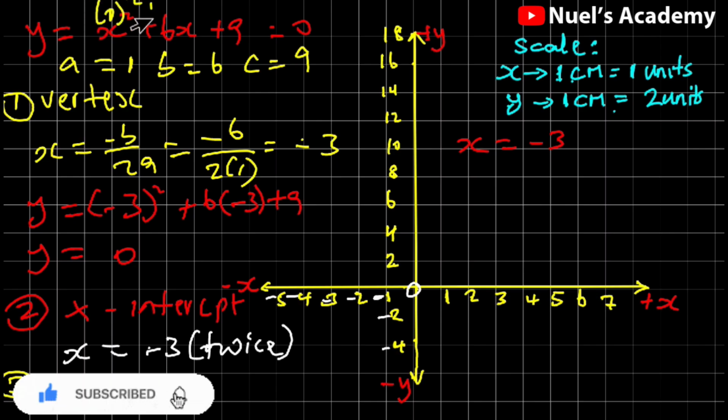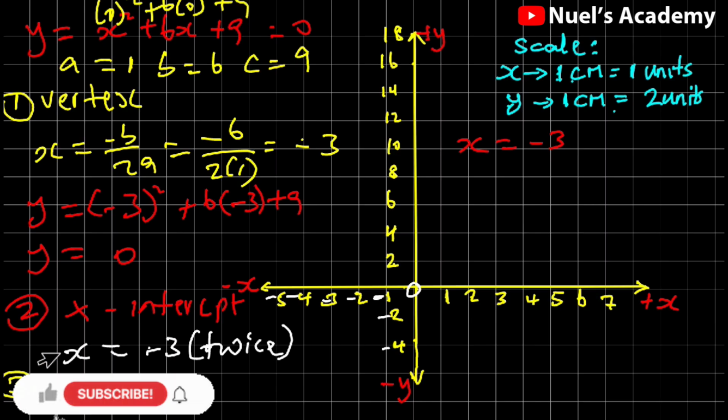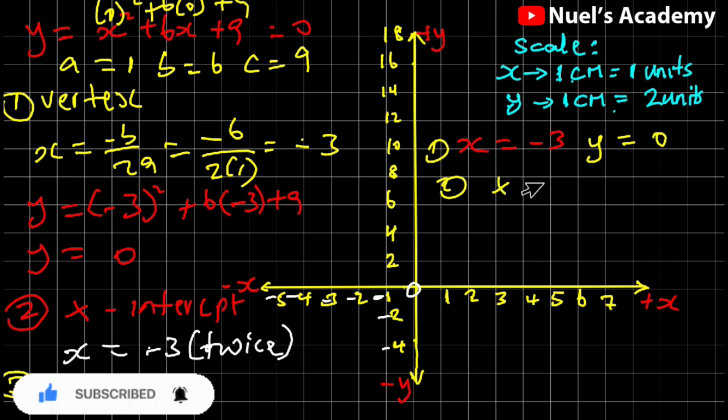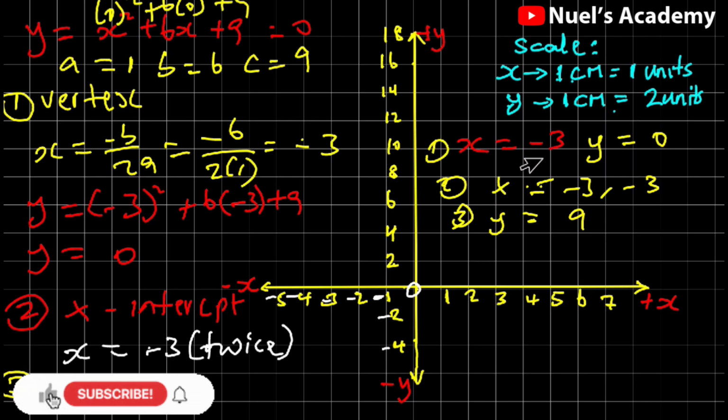So we have 0 squared plus 6 into 0, then plus 9. 0 squared is 0, 6 times 0 is 0, 0 plus 0 is 0, 0 plus 9 is 9. So the y-intercept is equal to 9. So let's just write: the y-coordinate of the vertex is 0, and then the x-intercept is equal to -3. So that is -3 twice, comma -3, and then the y-intercept is equal to 9. So let's go ahead and plot all these points on this Cartesian coordinate.